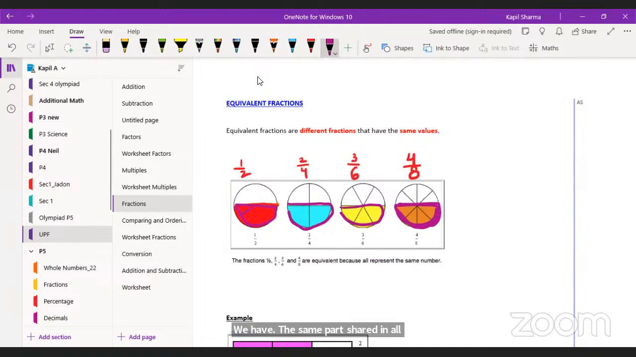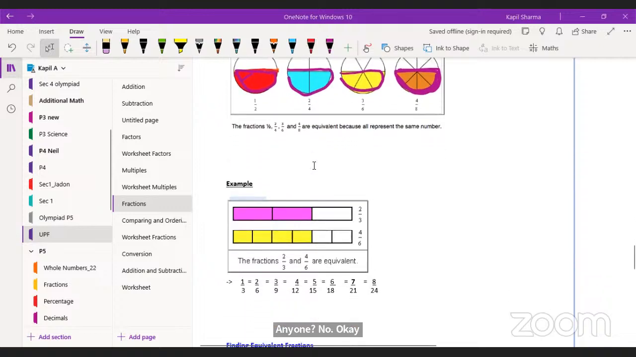So what does this mean? This means that all these four fractions, although they look different, are actually the same. So we call them equivalent fractions. Okay, they represent the same number. I hope this is clear. Any questions here? Anyone? No. Okay.